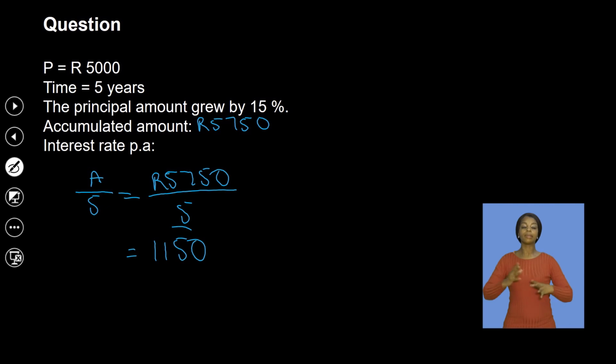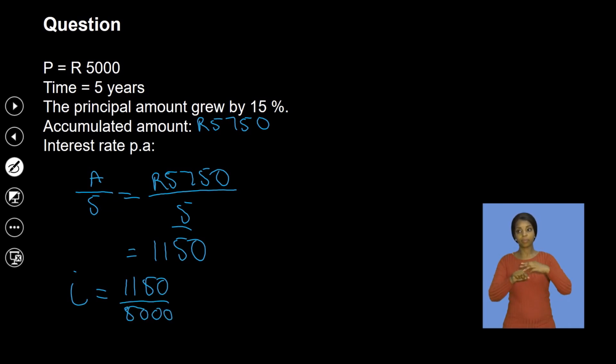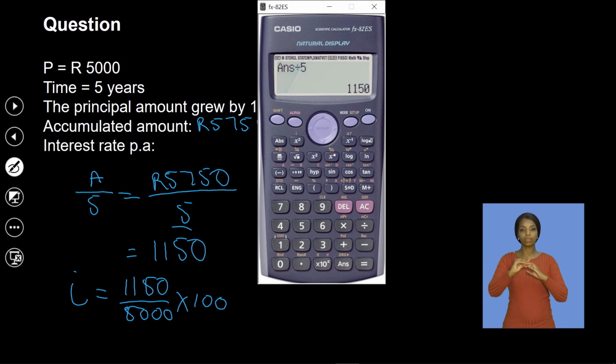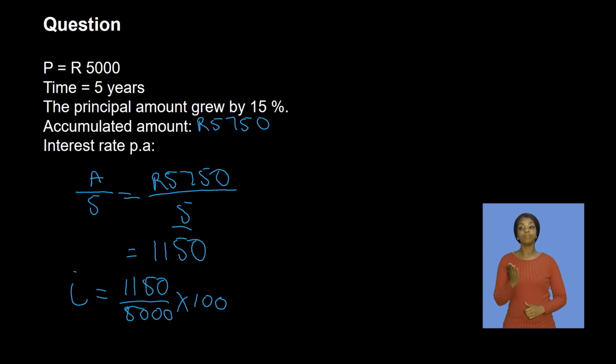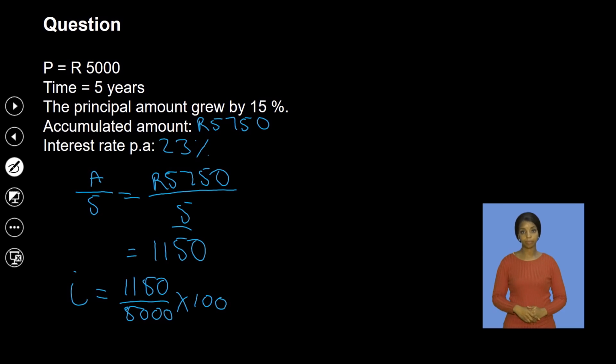So now we want to know how much is this in terms of interest rate of the initial amount, right? So that means the interest will actually be 1150 divided by the 5,000, multiply this by 100 to get the interest rate. So go back to our calculator. I'm going to divide this by 5,000. It gives me an answer there. I multiply it by 100, and this will give me 23. So it means it would have been 23% that the person actually got a loan.